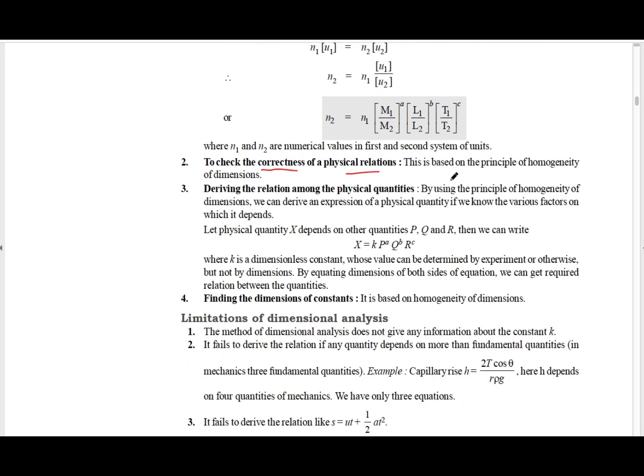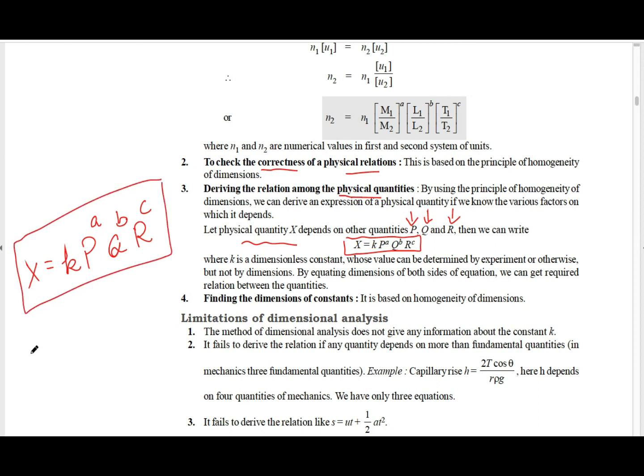Next is deriving the relation among the physical quantities. So we can easily derive the relation of any physical quantities. Let us say there is one physical quantity x, and it is dependent upon three quantities P, Q and R, using the relation x equals k times P raised to power a, Q raised to power b and R raised to power c, where k is a dimensionless constant which can have any value. From this we can find out the dimension or the formula of x using this relation.